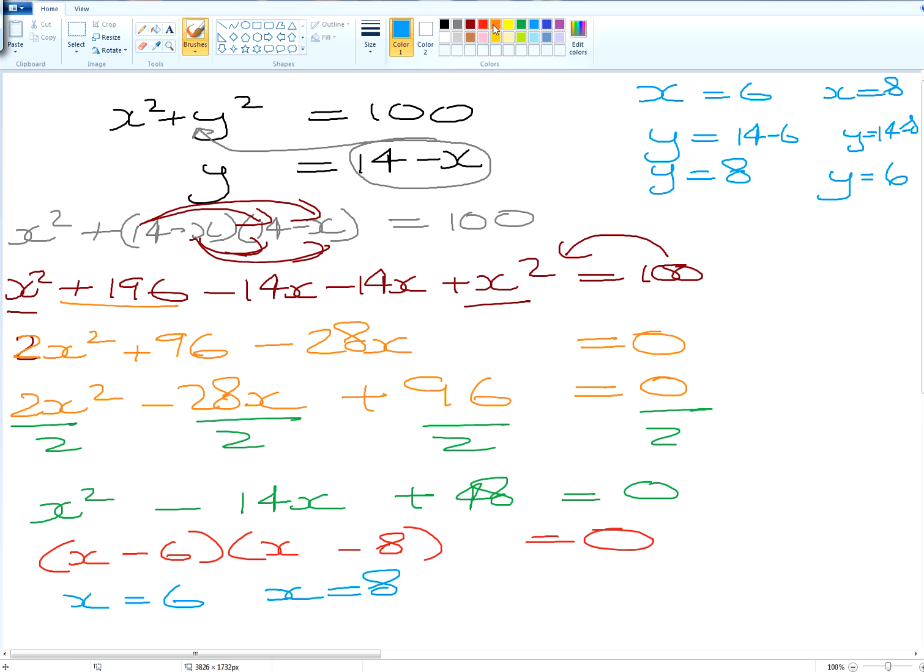Okay, right. So the answer is x equals 6, y equals 8, and x equals 8, y equals 6. And that's the end of that question. So we had some multiplying, simplifying, rearranging, dividing, factorizing, solving, substituting, not much really. Are we happy with that question?